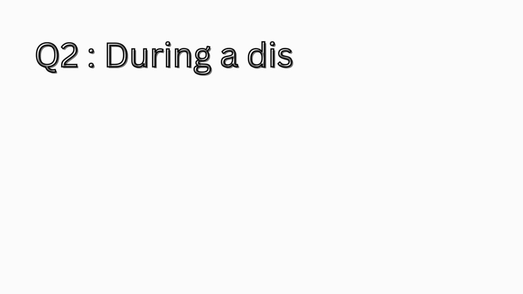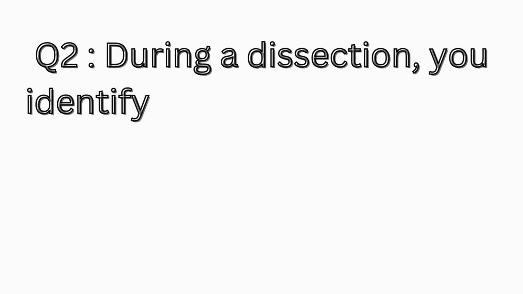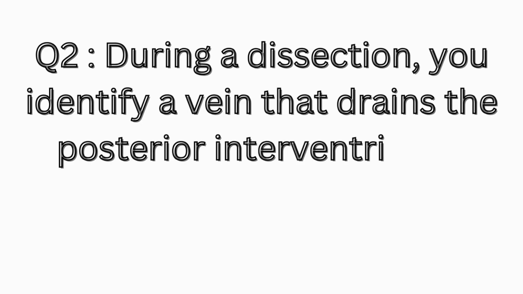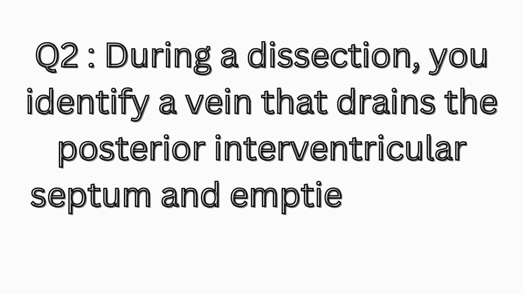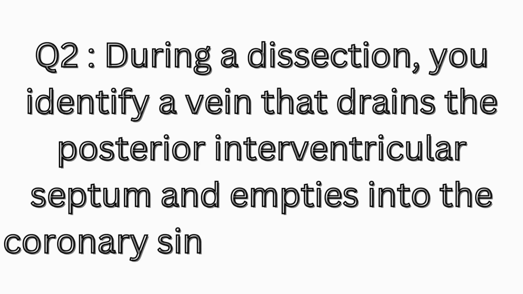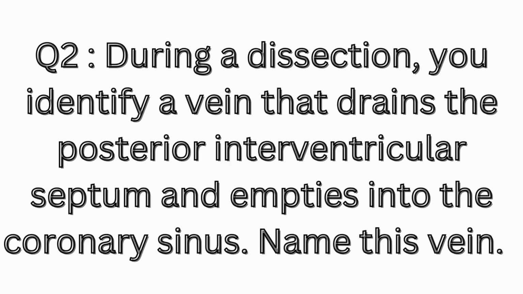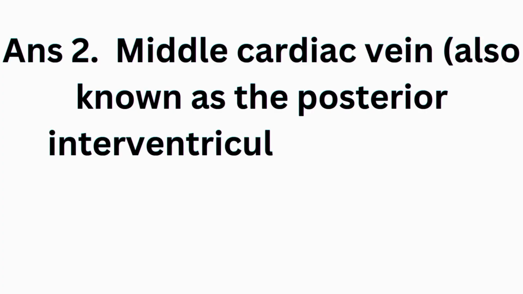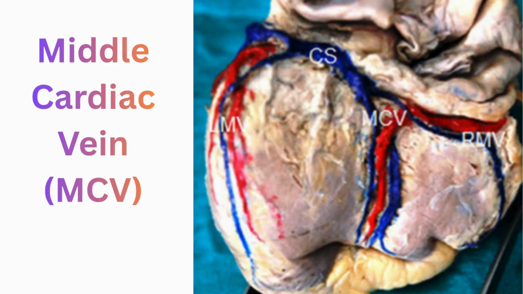Question 2. During a dissection, you identify a vein that drains the posterior interventricular septum and empties into the coronary sinus. Name this vein. Pause the video now. Here comes the answer. It is the middle cardiac vein, also known as the posterior interventricular vein. You know, the middle cardiac vein runs with the posterior descending artery. It is the partner of coronary drainage.